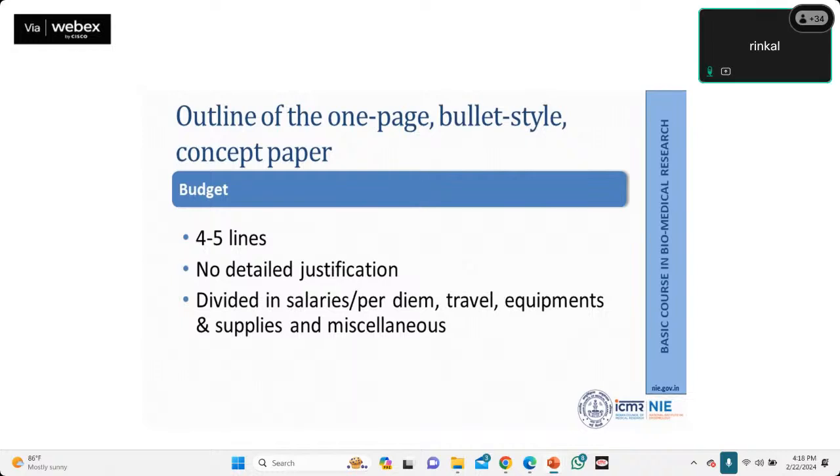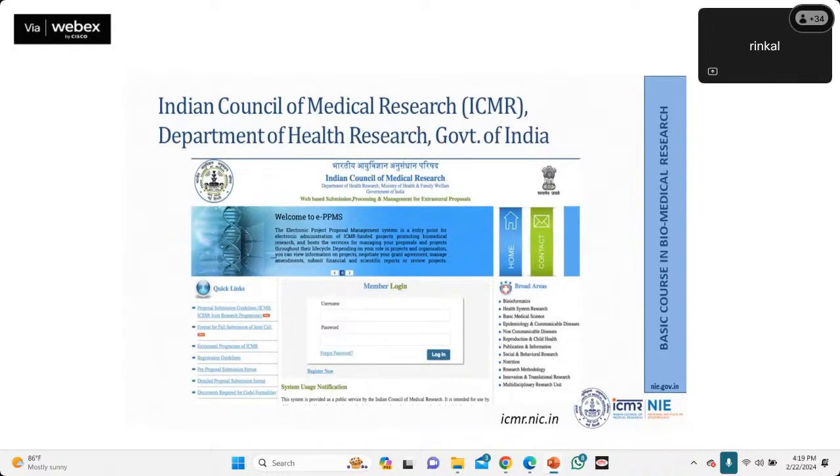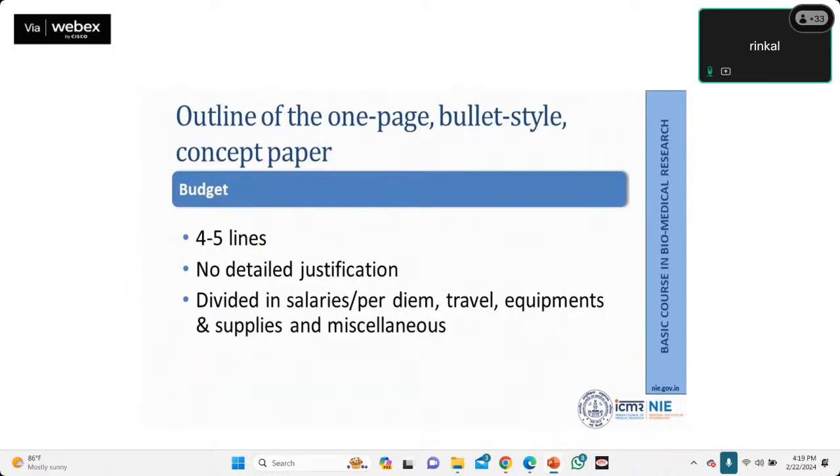And again, last but not least, it's the budget. Okay, we have to specify the budget. May not be in much detail again, but 4, 5, 6 lines. Detailed justification is not required at this level, but just a broad idea of how much we are going to need for this project, a rough idea, and maybe a break-up under 4, 5 heads, maybe salaries or per diem required, travel expenses, equipment and other supplies required, and maybe some miscellaneous expenditure we are expecting. That can be written down under budget. Okay, so these are the requirements under this budget. So broadly, this is the outline of the concept paper.